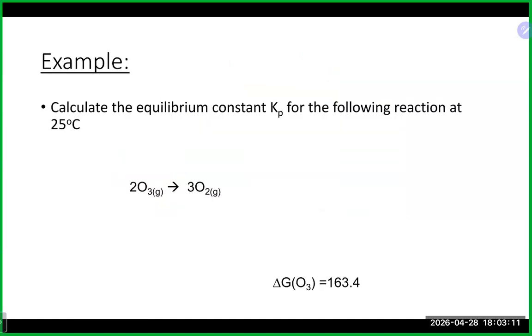All right, let's try some here. Calculate the equilibrium constant for the following reaction: 2 O3 goes to 3 O2. Here are some delta G of formation values you can get from a table. For O3, it is 163.4 kilojoules, and O2 is a grand total of 0. All right, so see what you come up with on this one.